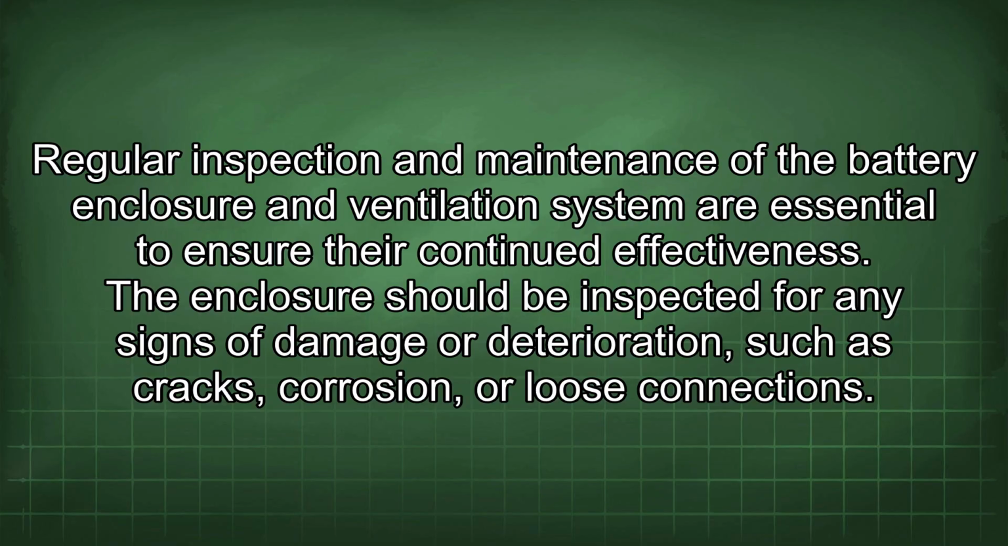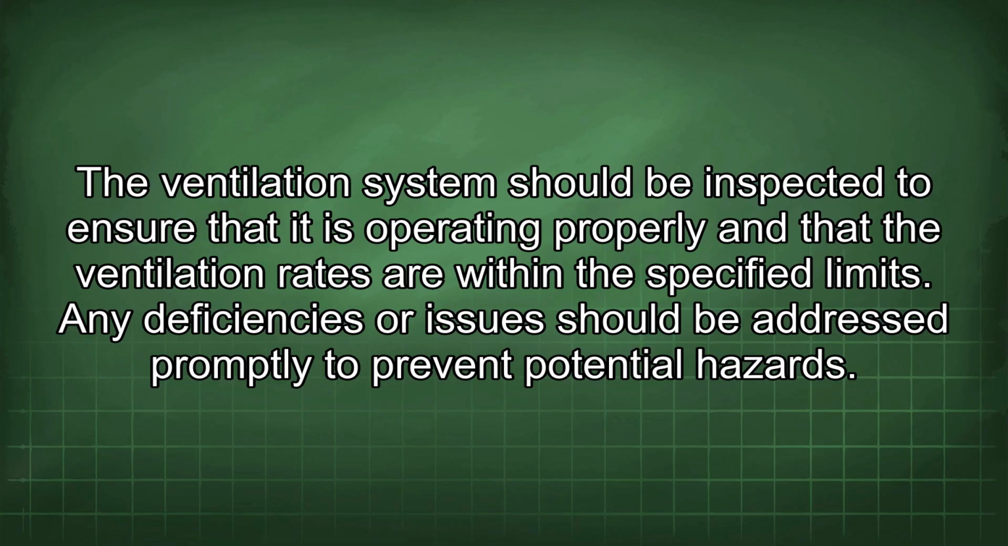The enclosure should be inspected for any signs of damage or deterioration, such as cracks, corrosion, or loose connections. The ventilation system should be inspected to ensure that it is operating properly and that the ventilation rates are within the specified limits. Any deficiencies or issues should be addressed promptly to prevent potential hazards.